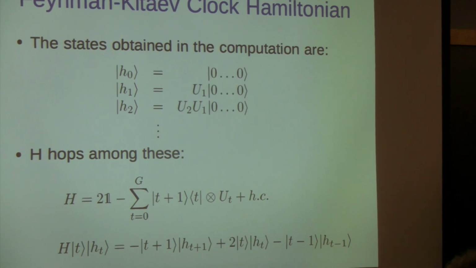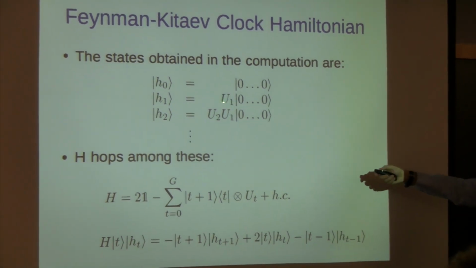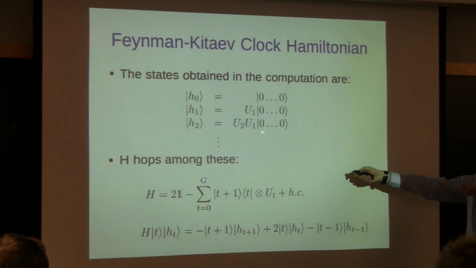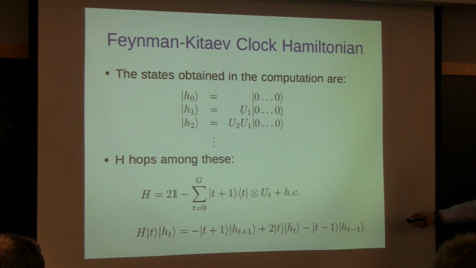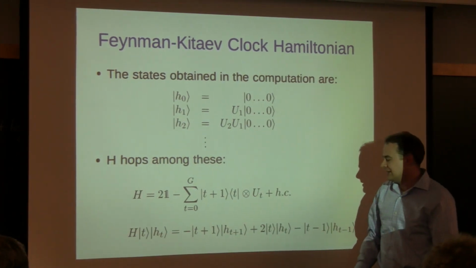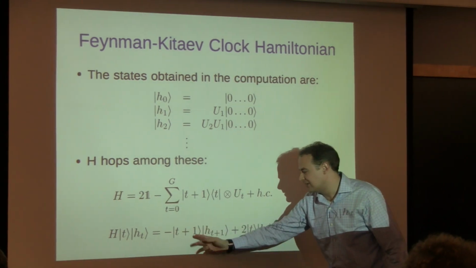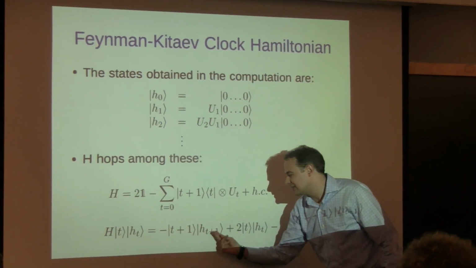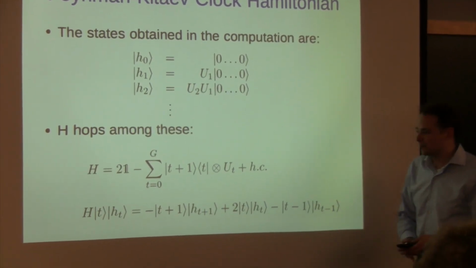Just to set up some notation, here's that sequence of states. We start, for example, with all zeros. We apply the first gate, U1, then the first two gates, U2, and so on. And H is hopping through these. So if you think about what happens when you apply this Hamiltonian to a given state with T written in the clock register and |ψ_T⟩ in the computational register, you get a linear combination of the state before, with the clock matching, and the state after.